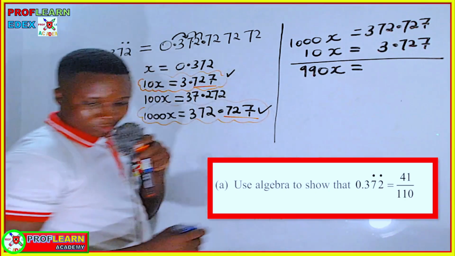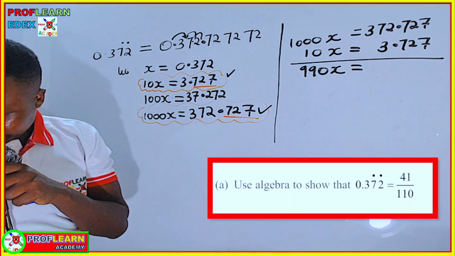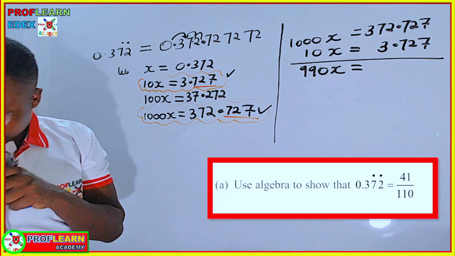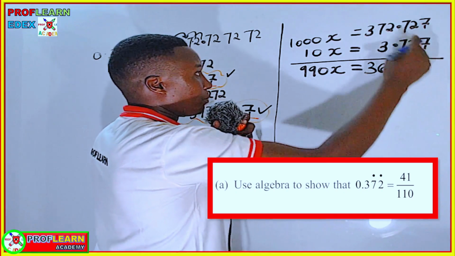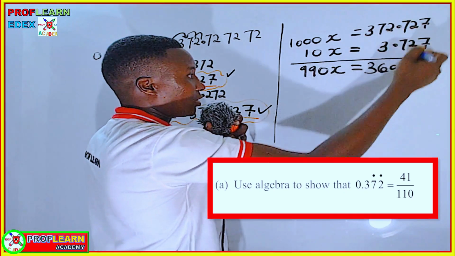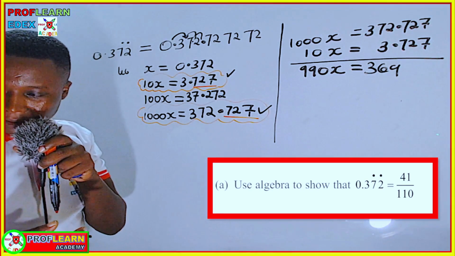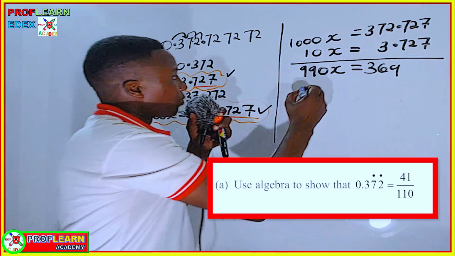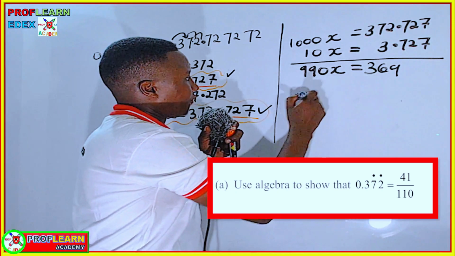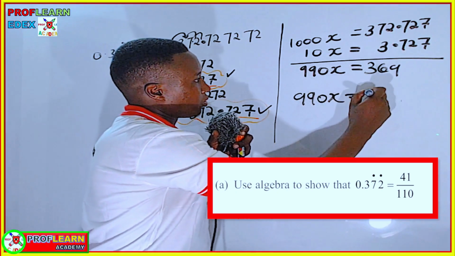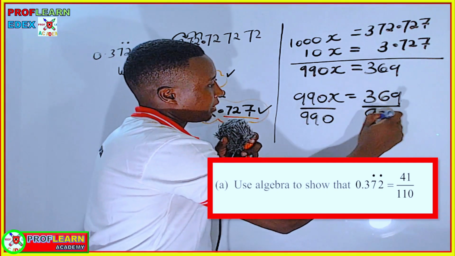If you subtract this using your calculator, what are we going to get? We are going to get 369.0, because now 727 and 727 cancel, and that is the main objective. That's what we wanted in this particular question. So we have 990x, which is equal to 369, and we divide both sides by 990.